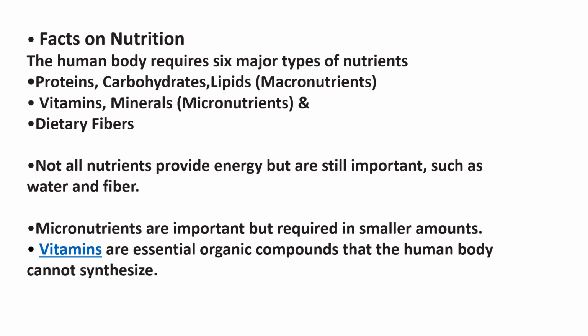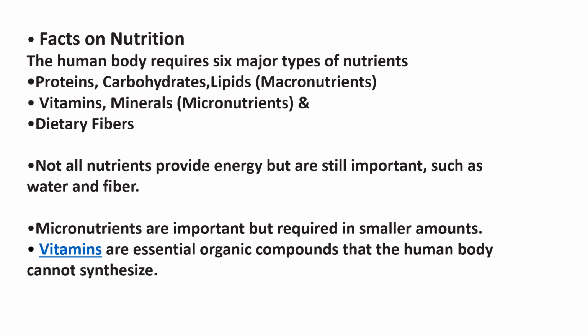the human body requires six major types of nutrients. We have just discussed nutrients are the ones which provide energy to the body and they provide material to build body tissues. Now, out of these six major types of nutrients, three are macromolecules, that is proteins, carbohydrates, lipids.